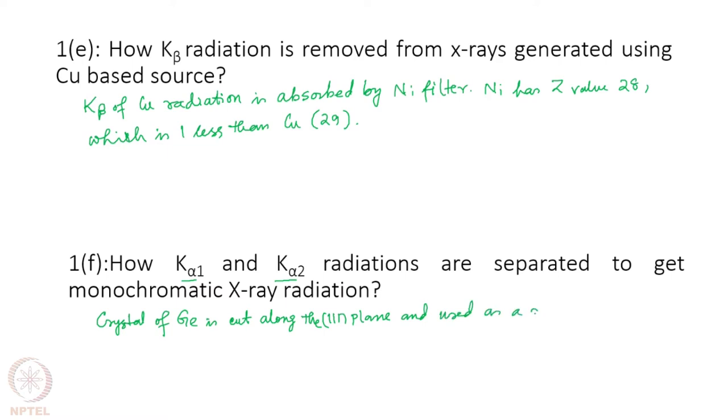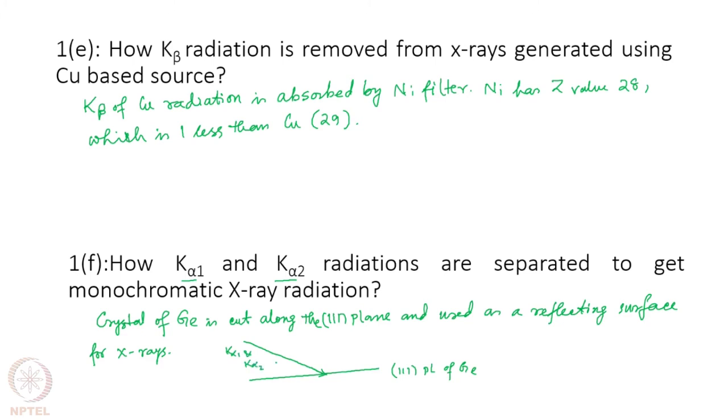used as a reflecting surface for X-rays. So, if we have a particular surface, the 111 plane of germanium, exposed to the X-rays, and if I have a radiation which contains both K alpha 1 and K alpha 2, when it gets diffracted, the two radiations get diffracted at two different angles because we know n lambda is equal to 2 d sin theta. The higher the wavelength, the higher will be the theta value.